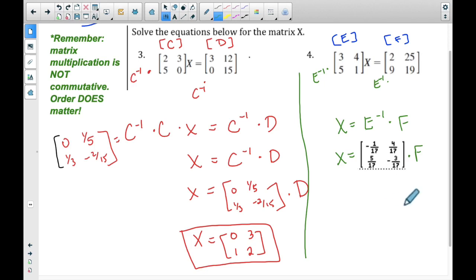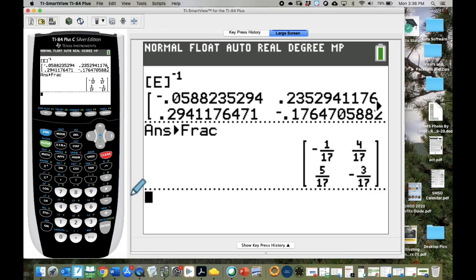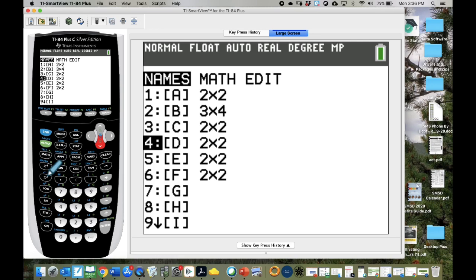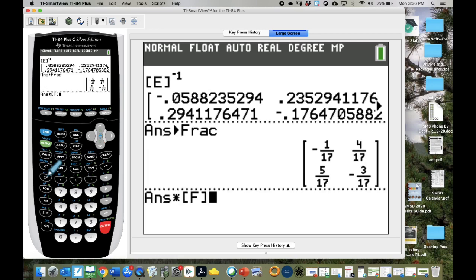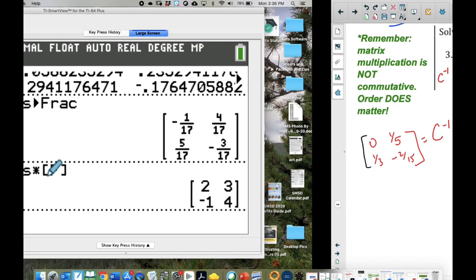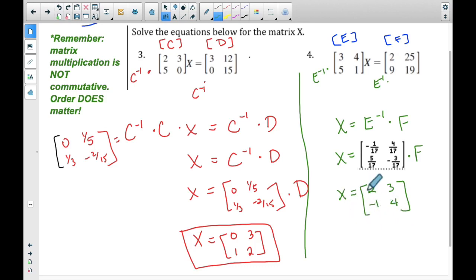Now I'm going to take that matrix and multiply it times matrix F, which, if you haven't already done so, you need to put into matrix F. I actually did that already, but you might take a minute to do that. Then take this and just hit times matrix F. So I'm going to hit times, second matrix, and I'm looking for F. Where's my matrix? There we go. Choose F, hit enter, and this is my answer, 2, 3, -1, 4. This time I want to check it with you. So again, here's my answer. This is my x.